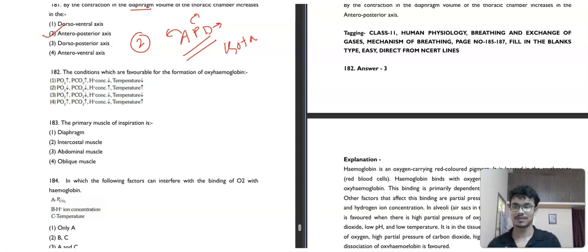Then question number 182. It is saying, the conditions which are favorable for the formation of oxyhemoglobin. So which are the conditions favorable for formation of oxyhemoglobin? When the partial pressure of O2 is more, partial pressure of CO2 is less, H plus concentration is less, and temperature is also less. The third option is our correct answer. Then question number 183.